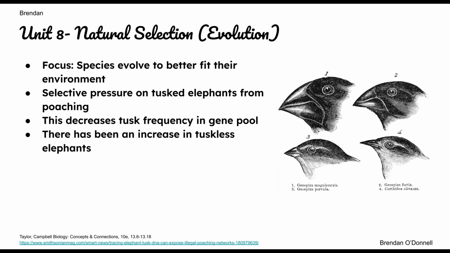This created a massive, measurable decrease in tusk frequency in the gene pool, and a massive, measurable increase in tuskless elephants. It's a perfect, though tragic, example of rapid human-induced evolution in action, showing how a population can adapt physically to escape extreme predation.